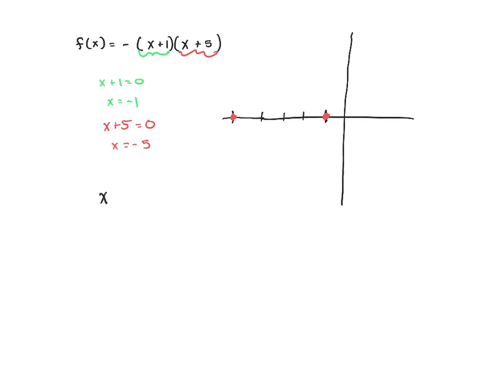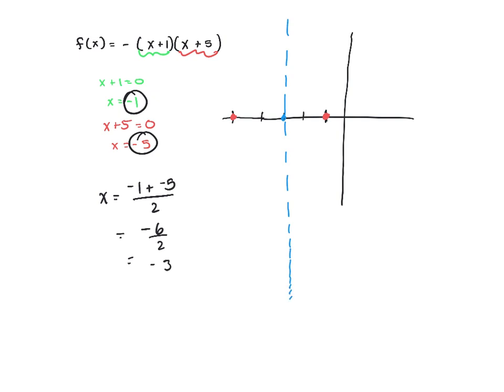We'll just say x, the axis of symmetry is -1, this first x value, plus the second x value, -5, divided by 2. We get -3, which is right here. And remember that it's not a point, that is just our axis of symmetry. So we find our intercepts, we find our axis of symmetry, we take that x value for the axis of symmetry, and we just substitute it in for the x's in the original function.